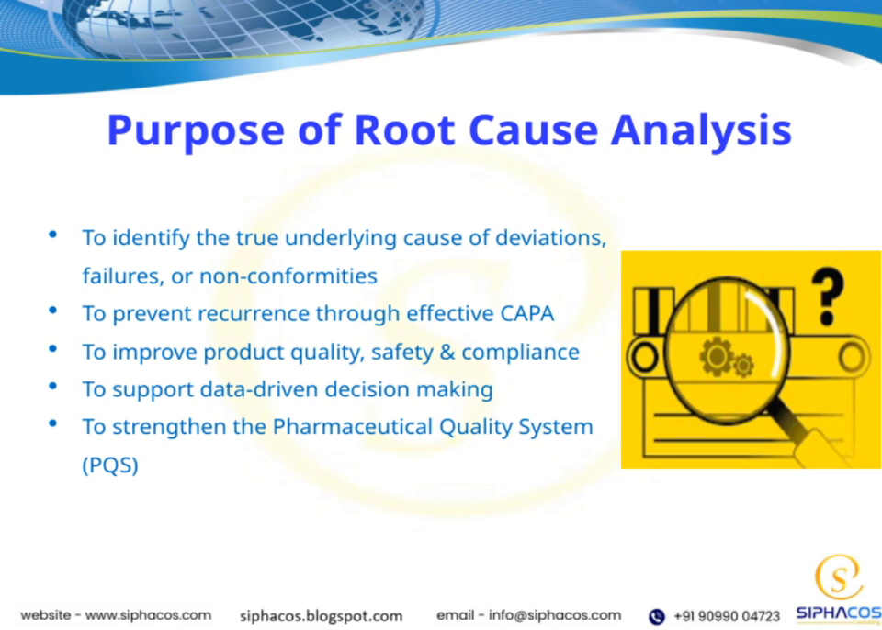Another key point is that RCA helps us improve product quality, safety, and compliance. When we understand the root causes, we can make targeted improvements that ensure our products are safe for patients and meet all regulatory standards. RCA also supports data-driven decision-making. Instead of relying on guesswork or assumptions, we base our actions on solid evidence and analysis, which leads to better decisions overall. Finally, conducting thorough root cause analyses strengthens our pharmaceutical quality system, or PQS.